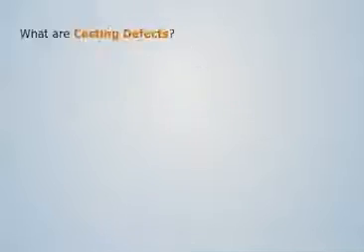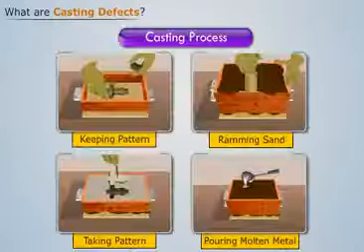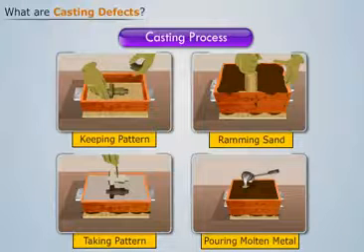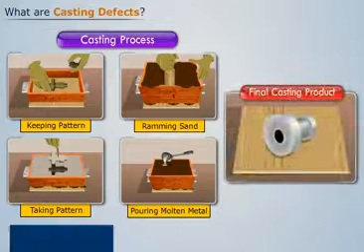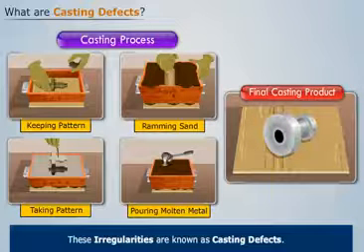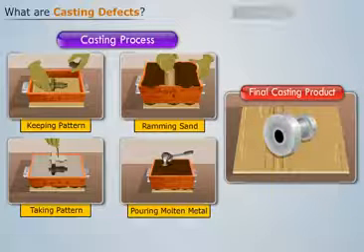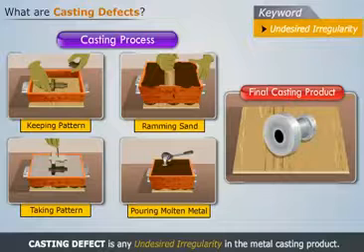Defects. During the casting process, several undesired irregularities creep into the final casting product. These irregularities are known as casting defects. Thus, a casting defect is any undesired irregularity in the metal casting product.